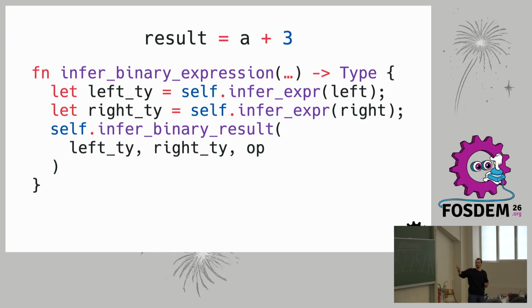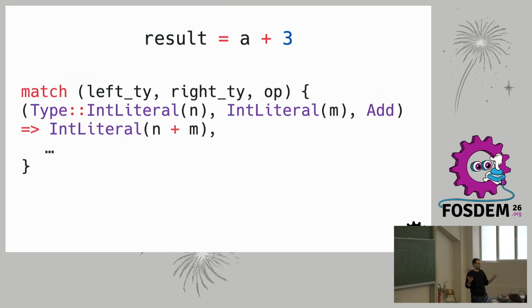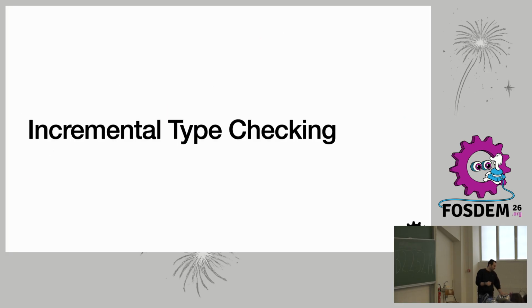And then finally, with the two things I have, again, I have another big match case where it has all the results for what happens when you apply add on two integer literals, and it has different cases for all the other types that you would have. So this was about the usual type checking stuff.